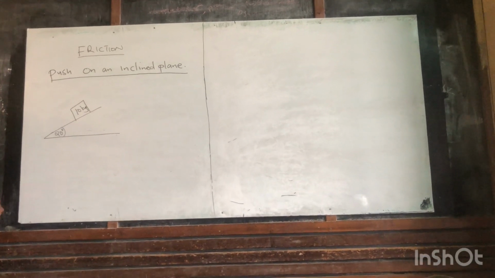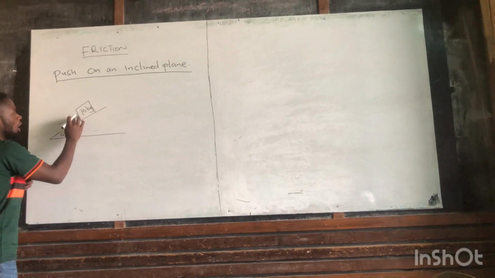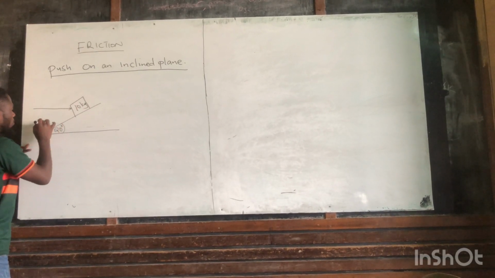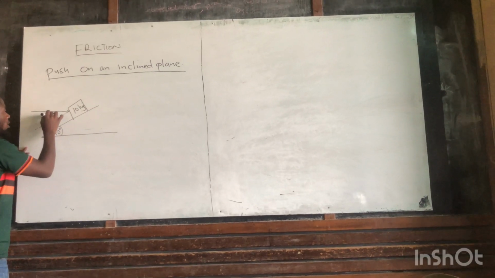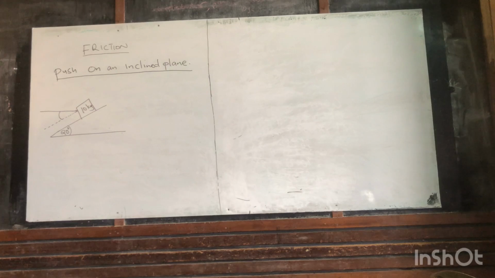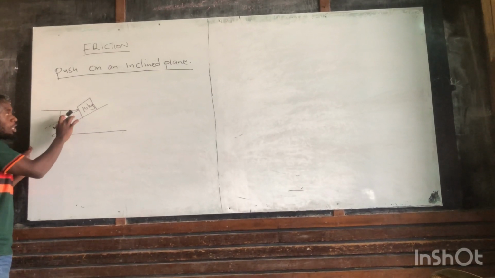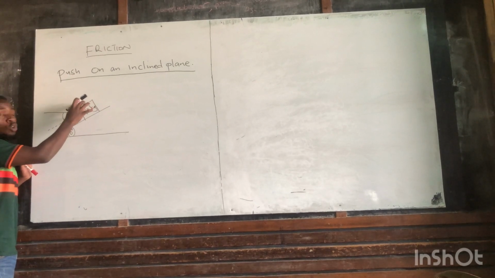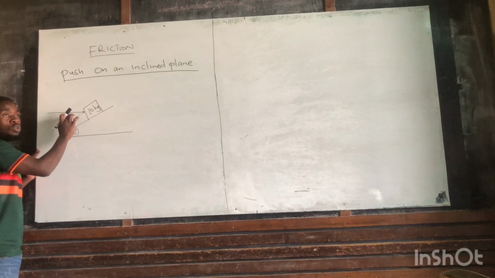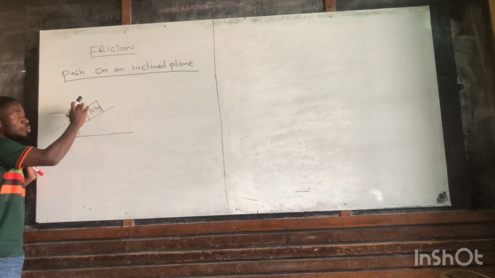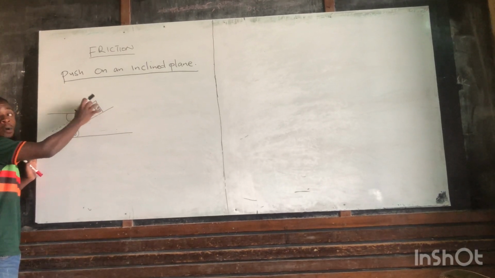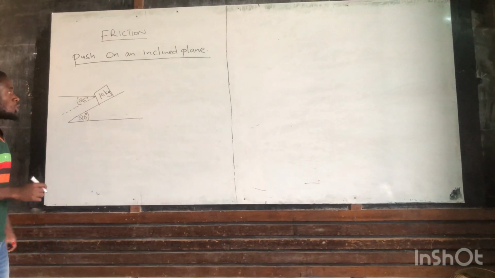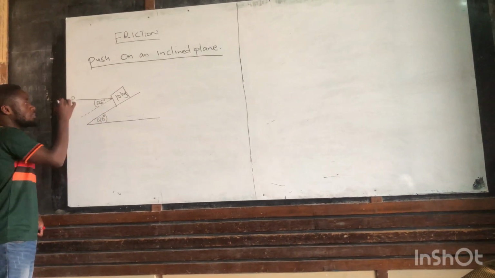Then they say, instead of pushing directly along the plane, you have decided to push this thing at an angle, let's say at this angle here. They will say an angle inclined to and above the trunk or a box, so automatically you know that the angle is associated with the push. Here they say an angle of 25 degrees. You have decided to push it at an angle of 25 degrees. This is force P here.